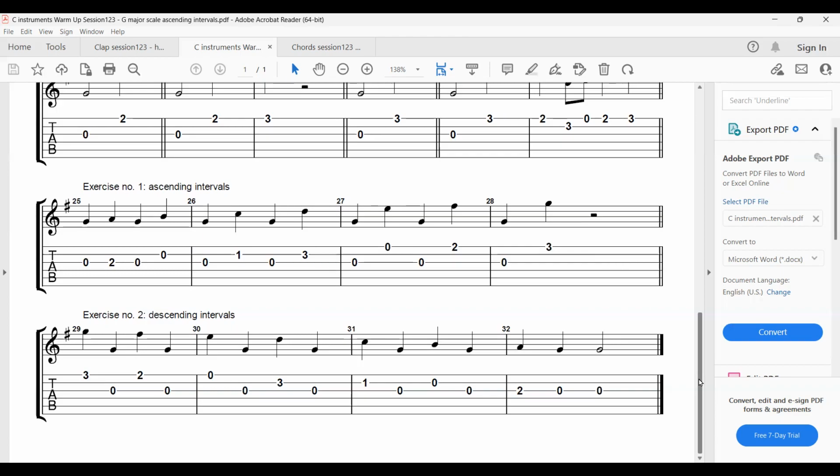1, 2, 1, 2, 3, 4. Yeah, so just working its way through the 2nd, the 3rd, the 4th, 5th, 6th, 7th, and the octave. And again, 1, 2, 3, 4.